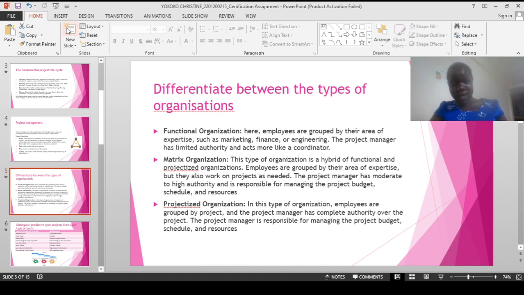Here, the manager will have full or total control or authority over the project. And then when we look at the matrix organization, this type of organization is a hybrid of functional and the projectized organization. Employees are grouped by their areas of expertise, but they also work on projects as needed. These are the three types of organizations. We have the functional, matrix, and the projectized.